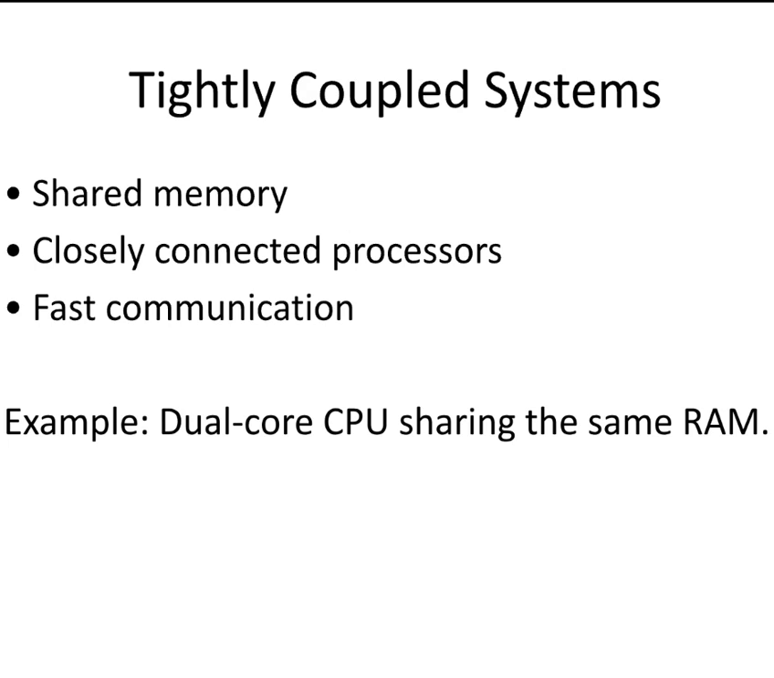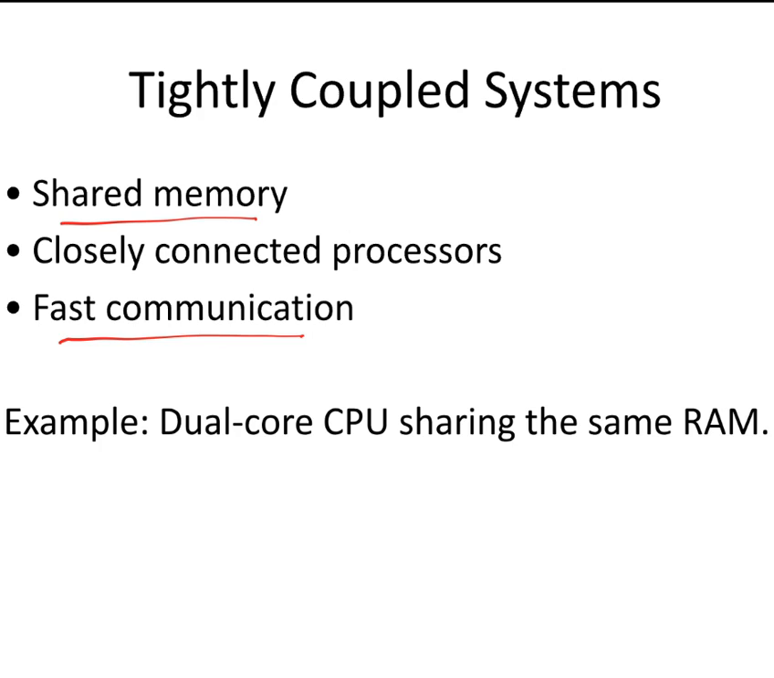Tightly coupled systems are systems where multiple processors share the same memory. That means we have shared memory. The processors are connected via a high-speed bus and work closely together. Communication is fast since everything is centralized. So we have fast communication in a tightly coupled system, and a shared memory.